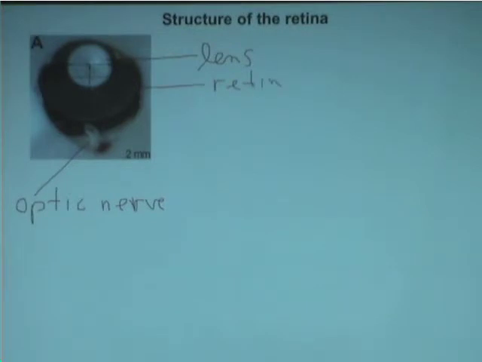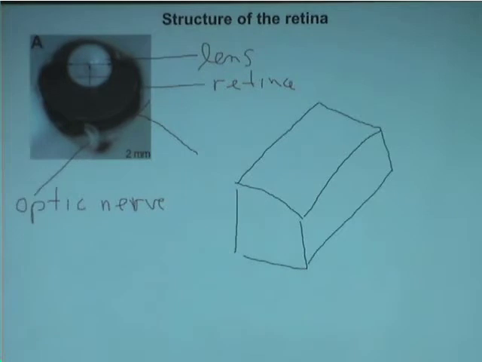It's a very thin sheet that I'm going to be describing better. And here is a segment of the retina right here. And the segment of the retina looks like this. It's about 100 microns thick, and it has essentially three layers. I'm going to call this one layer one, this one layer two, and this one layer three.